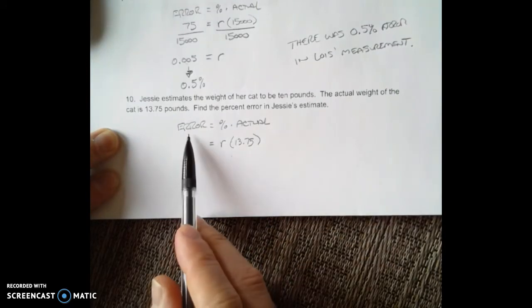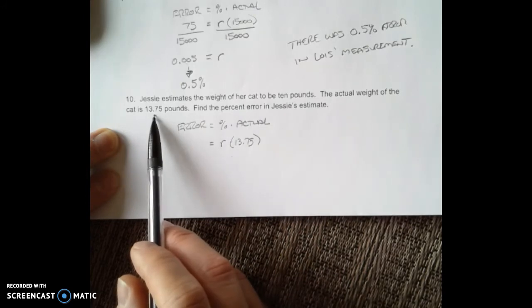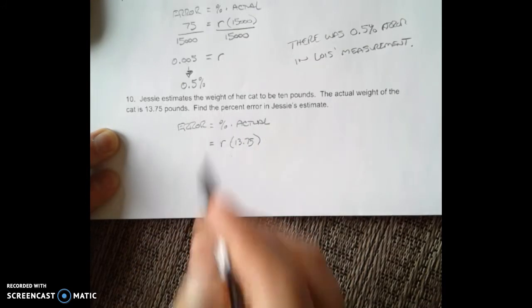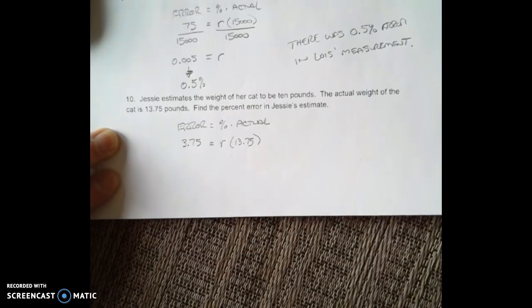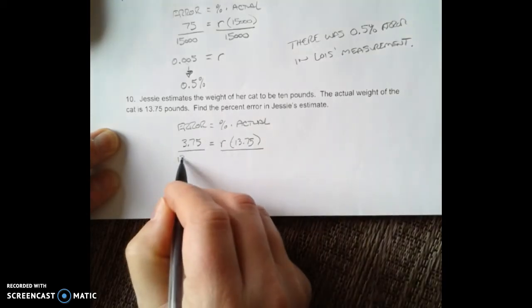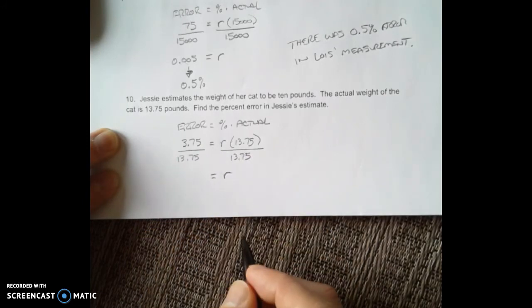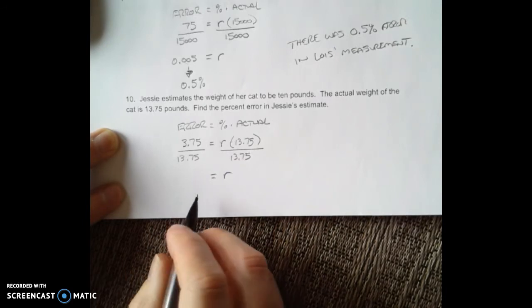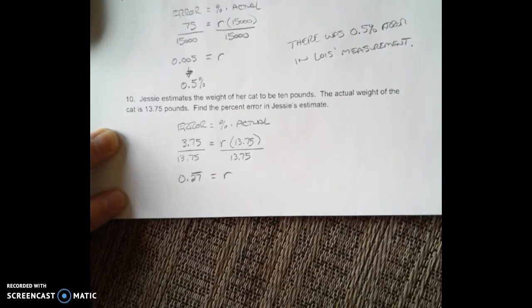We have to calculate how much error there was. Jessie thought it was 10 pounds, but it's actually 13 75 hundredths pounds. If you subtract 10 from 13 75 hundredths, that leaves you with 3 75 hundredths for the amount of error. So our equation this time is 3 75 hundredths equals R times 13 75 hundredths. To get R all by itself, we divide each side by 13 75 hundredths. That leaves you with R on the right: 3 75 hundredths divided by 13 75 hundredths is the decimal 27 hundredths repeated.